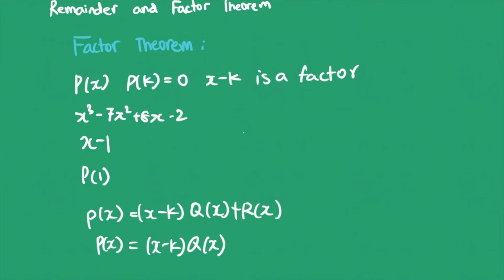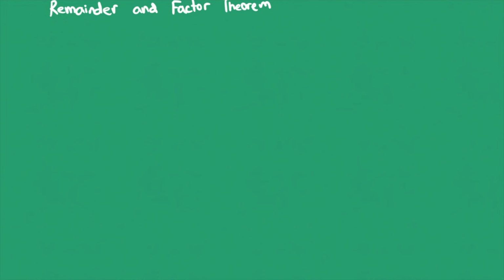Okay, now let me show you how to factorize polynomials by using the factor theorem. If x minus k is a factor of polynomial p(x), then k is a factor of the constant term of the polynomial. For example, say the polynomial is x cubed plus 3x squared minus 4x minus 12. In order to find the factors, we first need to find the factors of the constant term, which in this case is negative 12.